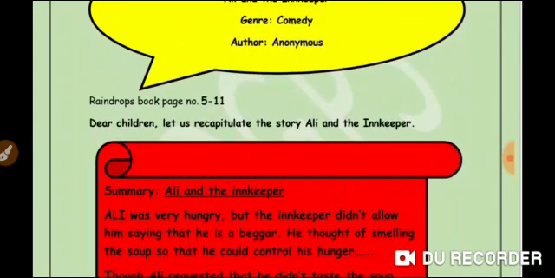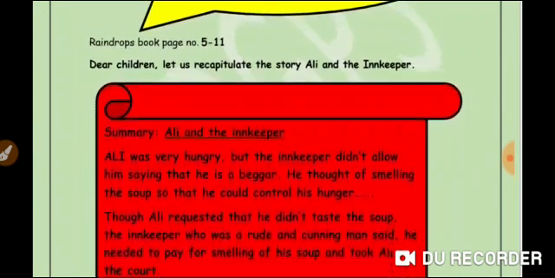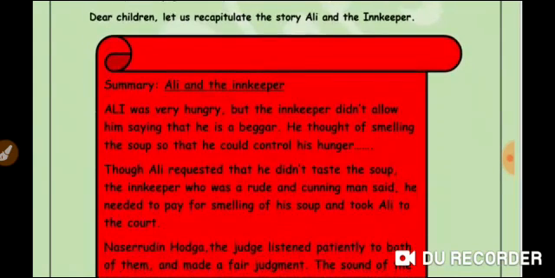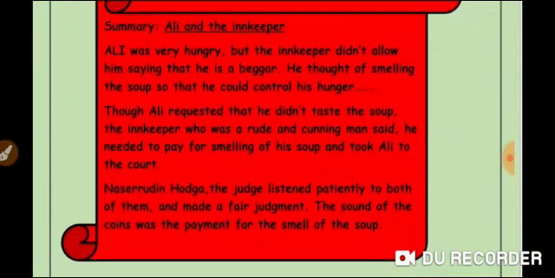Dear children, let us recapitulate the story Ali and the Innkeeper. The summary of the story goes like this. As you know, Ali was a beggar. Ali was very hungry, but the innkeeper didn't allow him, saying that he's a beggar. He thought of smelling the soup so that he could control his hunger. Although Ali requested that he didn't taste the soup, the innkeeper, who was a rude and cunning man, said he needed to pay for smelling his soup and took him, rather dragged Ali, to the court.